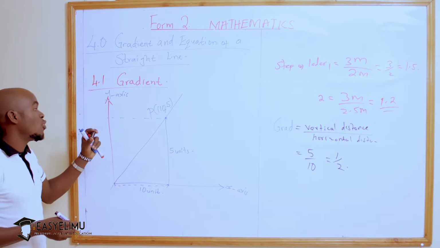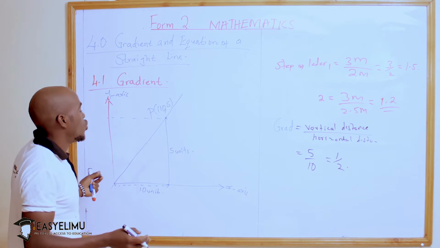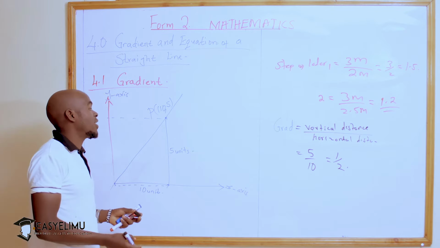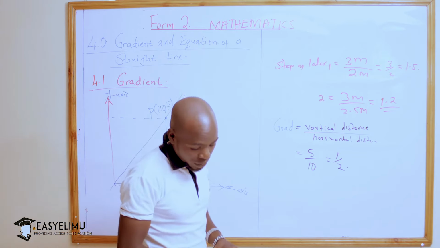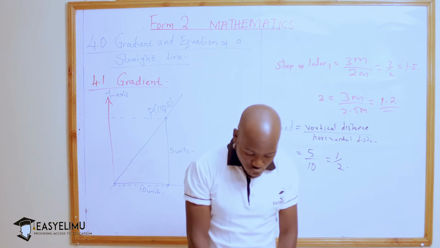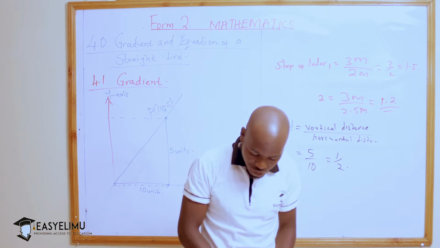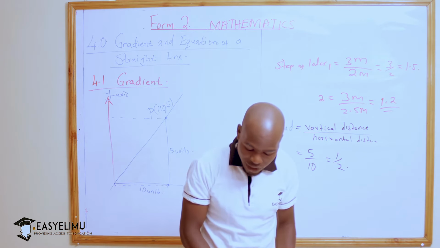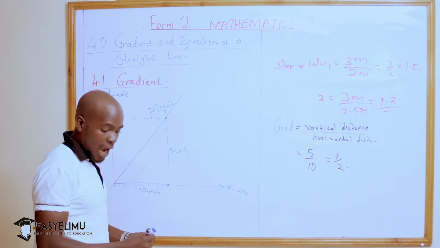After identifying the 2 points on that line, just construct any 2 vertical and horizontal lines joining the 2 points, then you calculate the gradient of that point. We are going again to learn more about it, and now we are going to determine the gradient of a straight line using points. So we have an example.